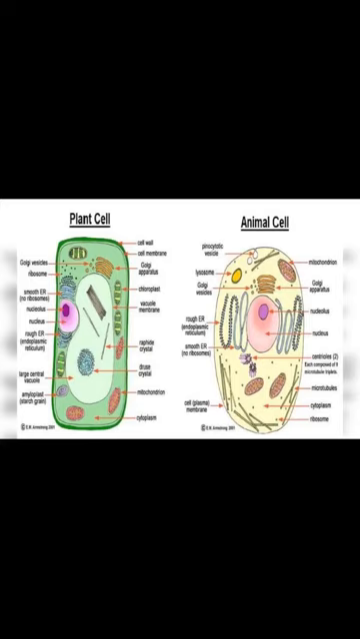Plant cells are rectangular in shape, whereas animal cells are circular in shape. Typical means model cell. Which is a plant cell and which is an animal cell? How can we identify that? Both cells look the same. Let me explain some of the differences between the plant cell and animal cell.